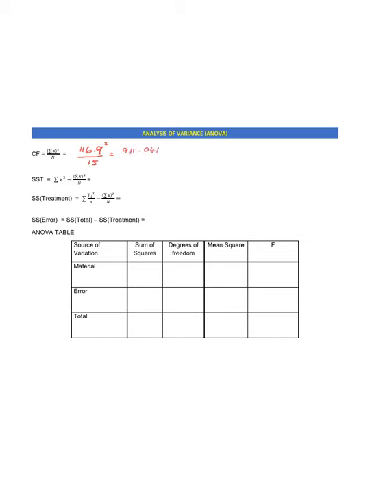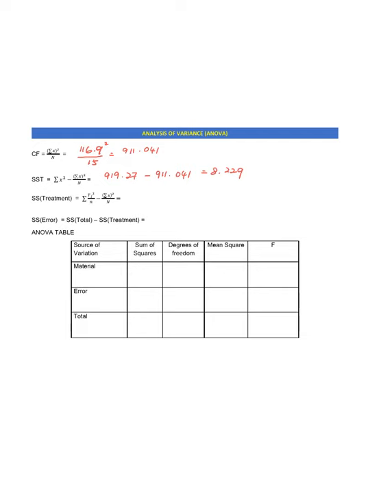Okay, and then SST, ataupun sum of squares total. Summation of x square minus summation x all squared over N. So summation of x square tadi 919.27 minus, okay, value yang kat atas ni tadi, 911.041. So this one is equivalent to 8.229.